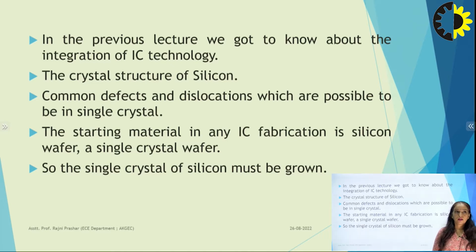The second thing we learned in the first lecture is the crystal structure of silicon. We are now familiar with the structure of silicon and the common defects and dislocations which are possible in a single crystal. We know that the starting material for any IC fabrication is the silicon wafer, that is a single crystal wafer, so single crystal silicon must be grown. In today's lecture we are going to learn how that single crystal wafer is grown.